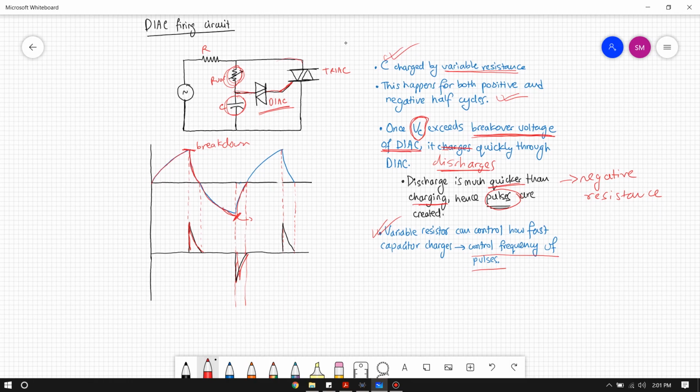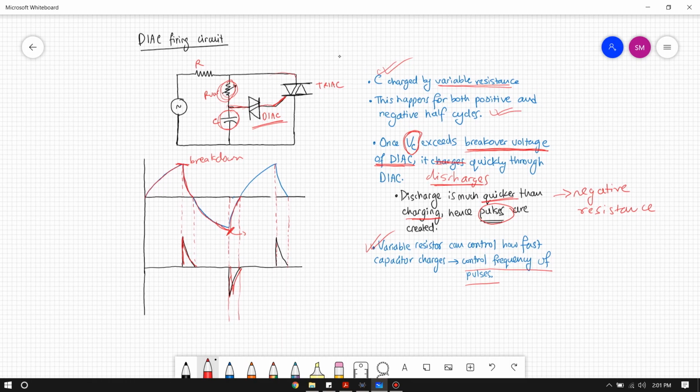So that concludes the two firing circuits that we're going to use in our lab today, and that is our theory portion. If you have any questions, please ask in the review class. So now let's move on to our circuits in Proteus.